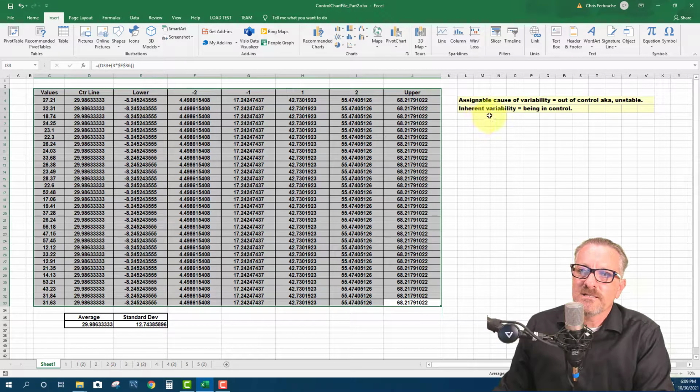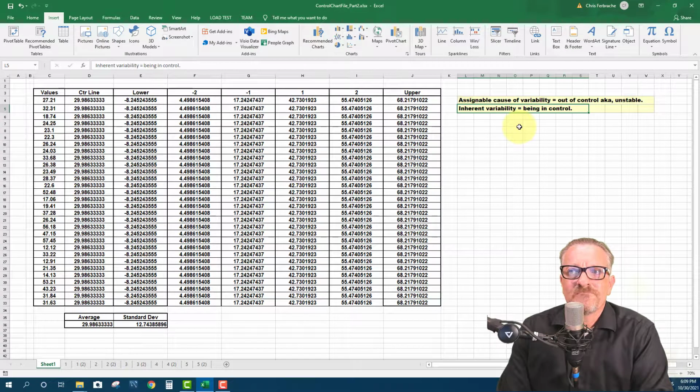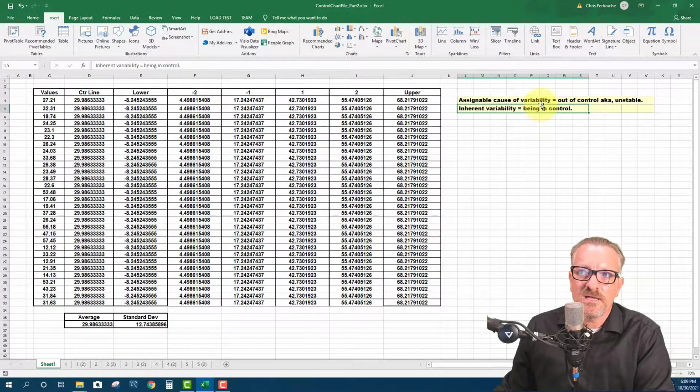Now, when it's not assignable, there's inherent variability, and that's where there's variability built into just making things and processes, moving parts. It's not because of excessive wear. It's not because somebody did something wrong. It's inherent variability, and that's normal. What we're looking for with control charts is assignable cause of variability, which means it's out of control or unstable. Okay, so that's what this is all about.